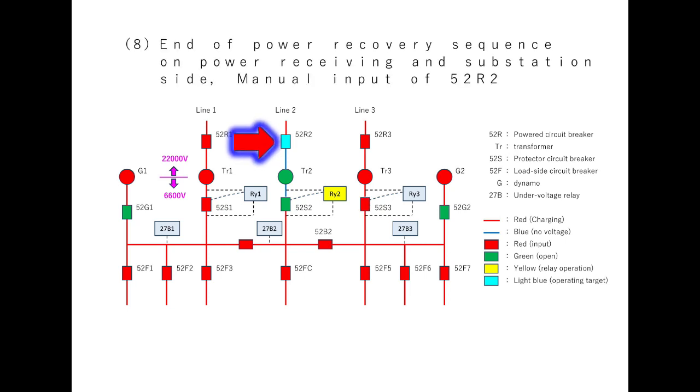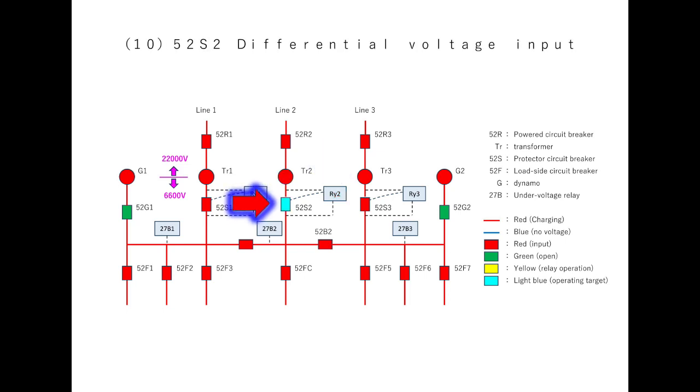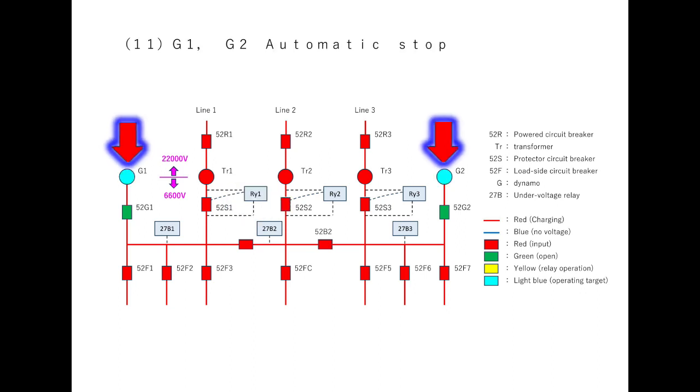In this diagram, line 2 has not been restored, so 52R2 will be turned on manually after this. Then, electricity is sent to the transformer on the secondary side of 52R2, so RI2 automatically returns to normal. Since power has been restored to line 2, 52S2 will automatically turn on with its differential voltage turning on characteristics. Generators G1 and G2 are automatically stopped by the generator control circuit.